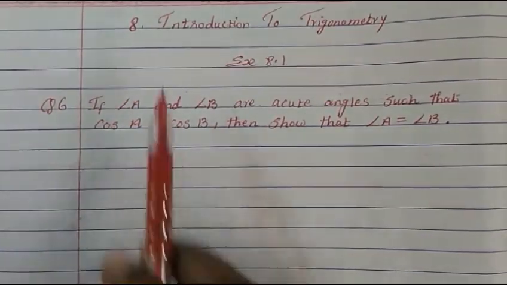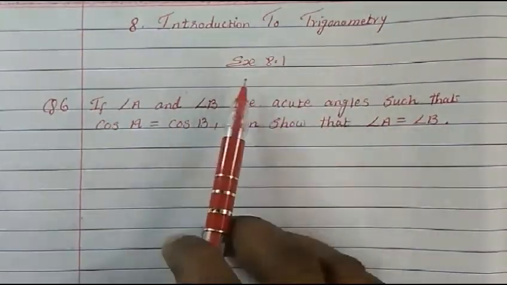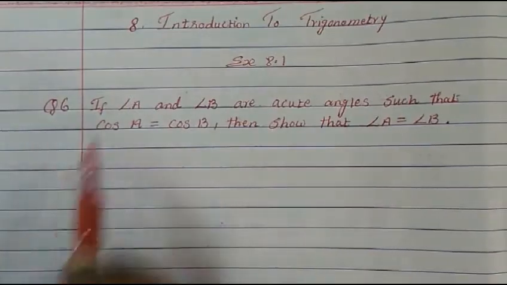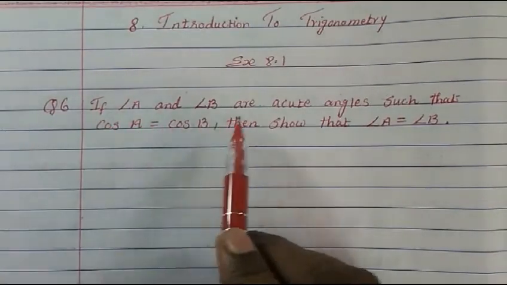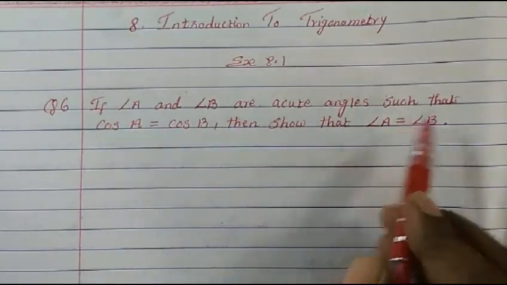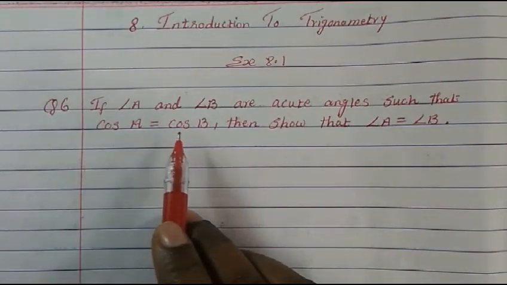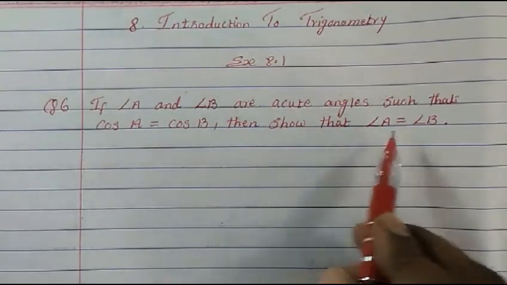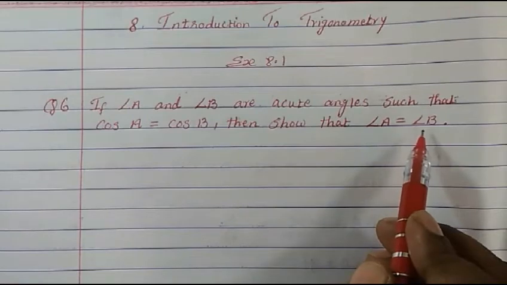Today we are going to study Chapter 8, Introduction to Trigonometry, Exercise 8.1, Question 6. If angle A and angle B are acute angles such that cos A is equal to cos B, then show that angle A is equal to angle B.